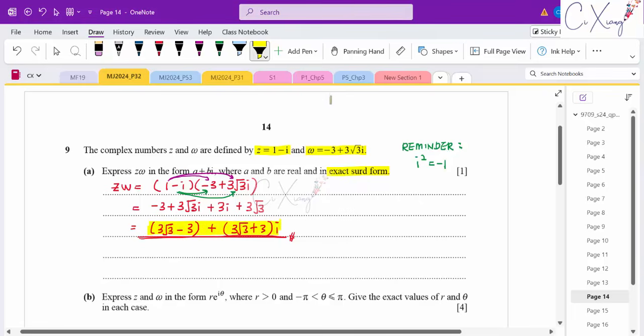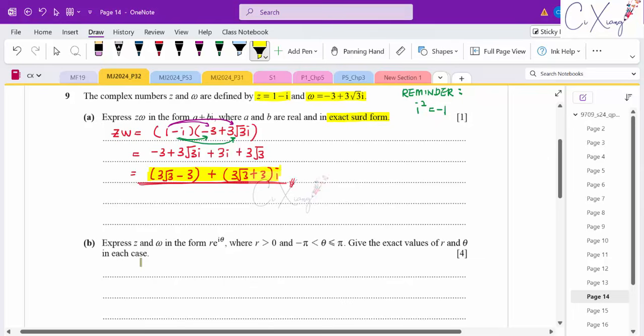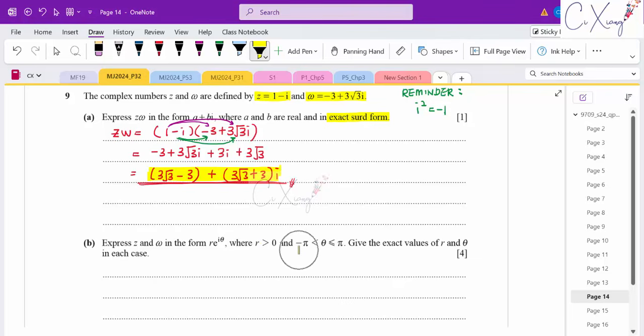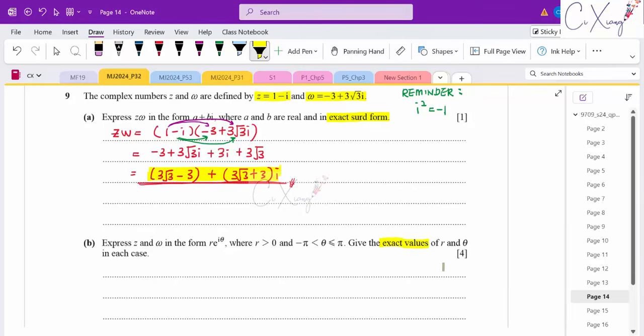Just be extra careful with this one when you have the term i squared. Please make sure that you change it to -1. Okay, let's have a look at part B. For part B, they want us to express Z and W in exponential form, with this range for r and theta. Give the exact values of r and theta in each case. So we need to have the exact value here.